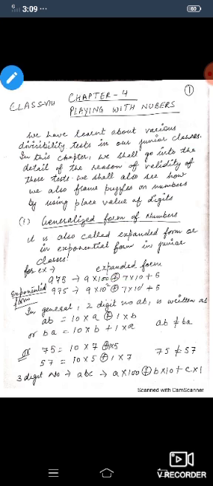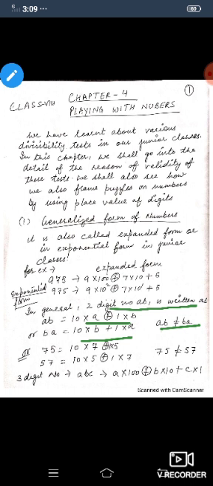5. So, in general, a two-digit number AB can be written as 10 into A plus 1 into B, or BA is equal to 10 into B plus 1 into A. But AB is not equal to BA for sure.